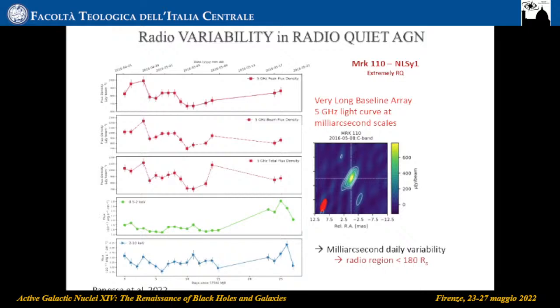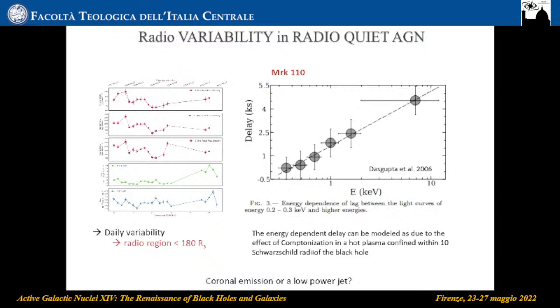But since you can apply the causality argument for the day variability, so you say that the speed of light is constant, you can derive the region where the radio emission comes from. For the black hole mass of this narrow line Seyfert-1, which is 5 to 10 to the 7, it's less than, because you can put only an upper limit, 180 Schwarzschild radii. So it's a very nuclear region that is producing such variability.